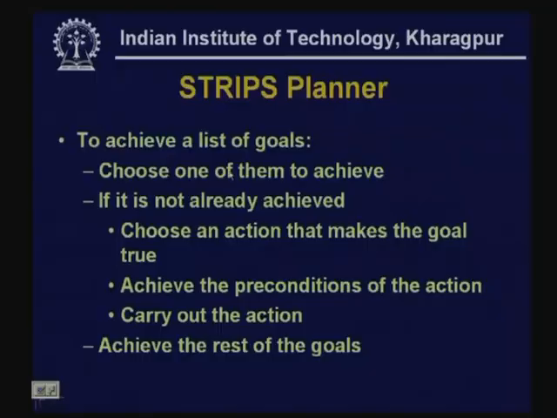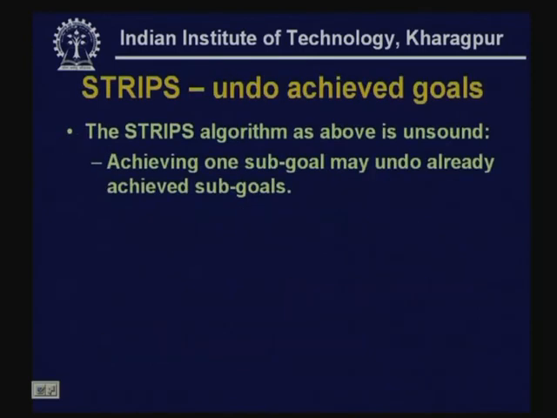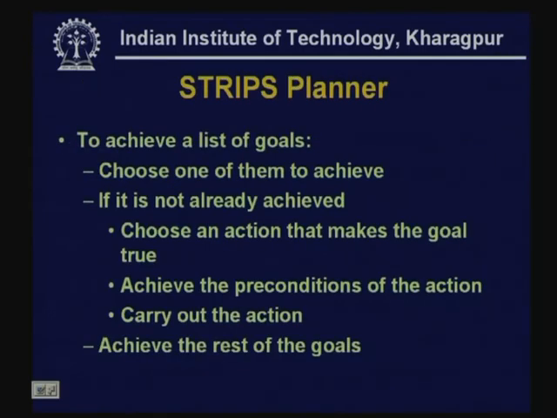Now, how does the STRIPS planner achieve a list of goals? It first chooses one of the goals to achieve. If that goal is not already achieved, then the STRIPS planner chooses an action that makes the goal true. Okay. So, it chooses one goal to achieve, finds an action which makes the goal true, which is backward search, then it achieves the preconditions of the action. So, it finds the new goals that the system must achieve, and then it carries out the action and achieves the rest of the goals. Okay. So, this is the algorithm of the STRIPS planner.